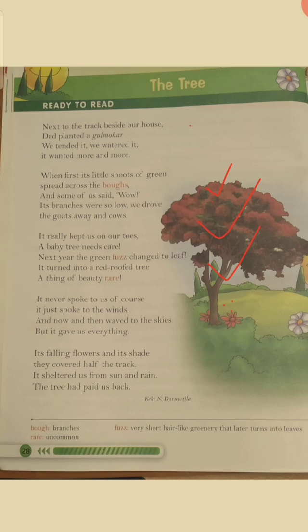And one more thing you need to remember, just like we get oxygen, food from the tree, in the same way we also provide carbon dioxide gas to trees for their food preparations, right?